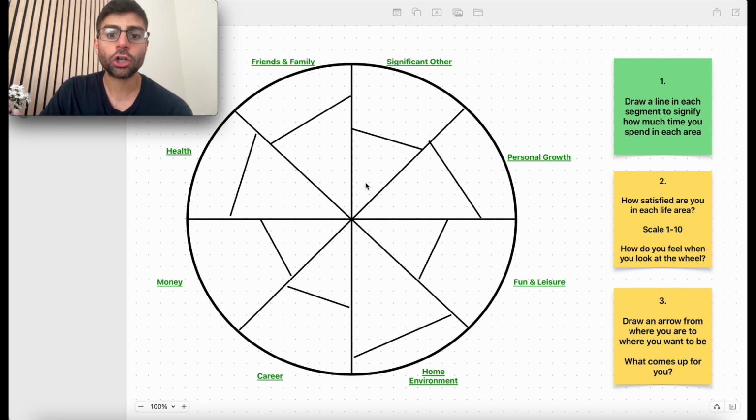Now, the closer you are to the edge represents the more time you spend. So it's like a fuller slice of the pie, if you like. And the closer the line is to the center, the less time you spend. In this case, just for purposes of example, I'm about halfway. So I spend about half my time with this person and the other half on different aspects of my life. Okay, so we move on to personal growth.